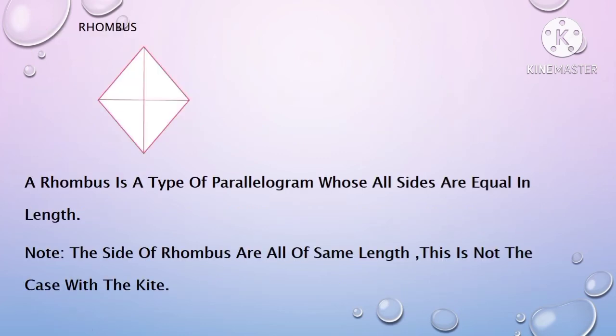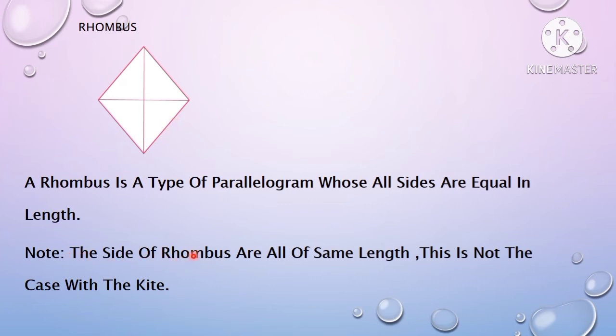Now let's see the figure. This is a rhombus. Can you see here? This is a rhombus figure. Here all the sides have equal length and it has two diagonals. A rhombus is a type of parallelogram whose all sides are equal in length. Look here, all four sides are equal in length. It will have two diagonals.